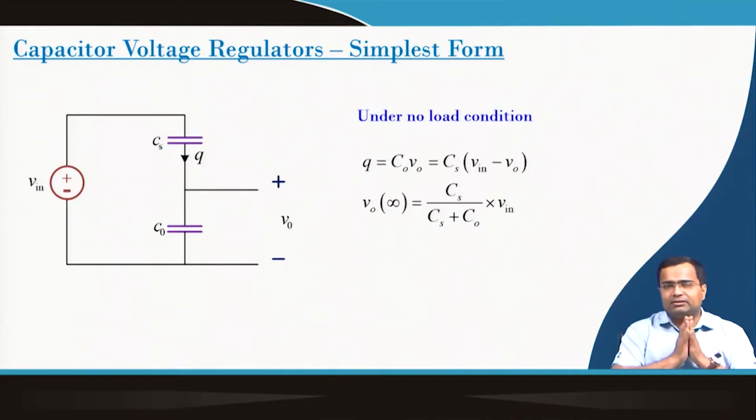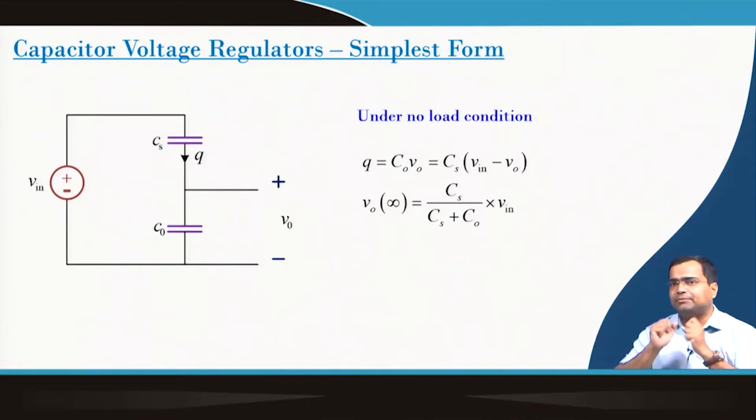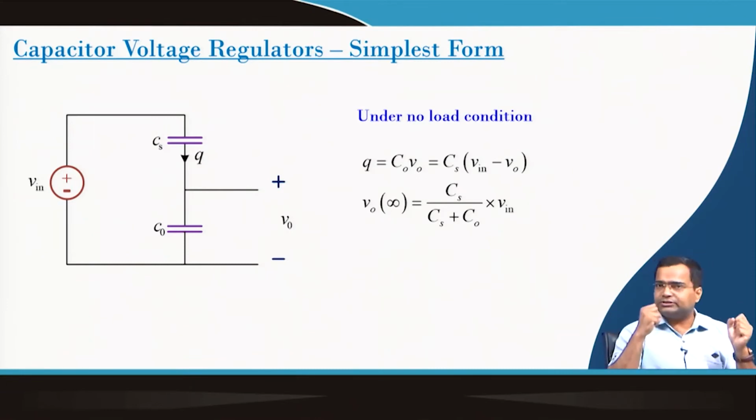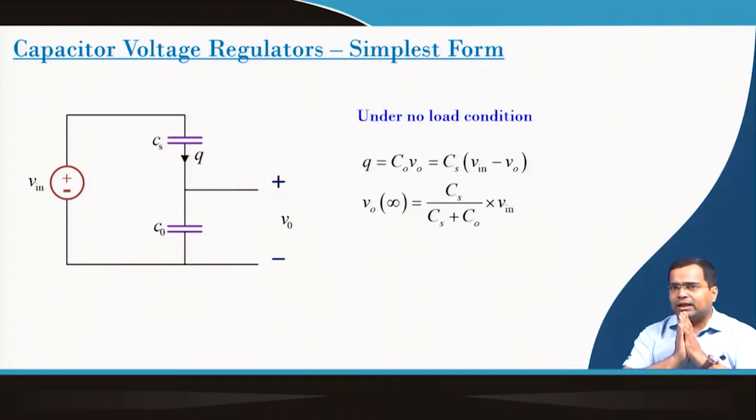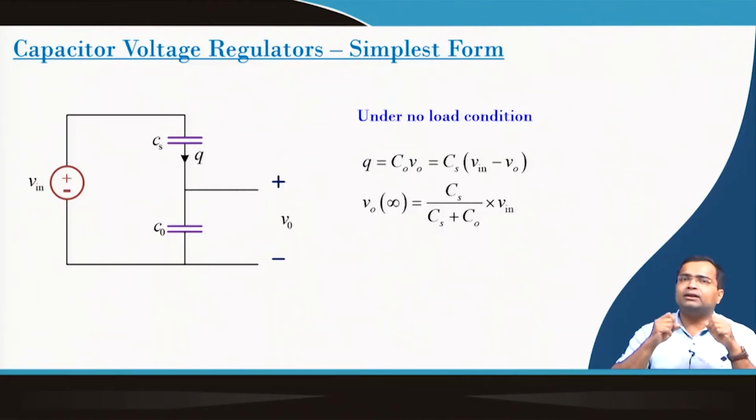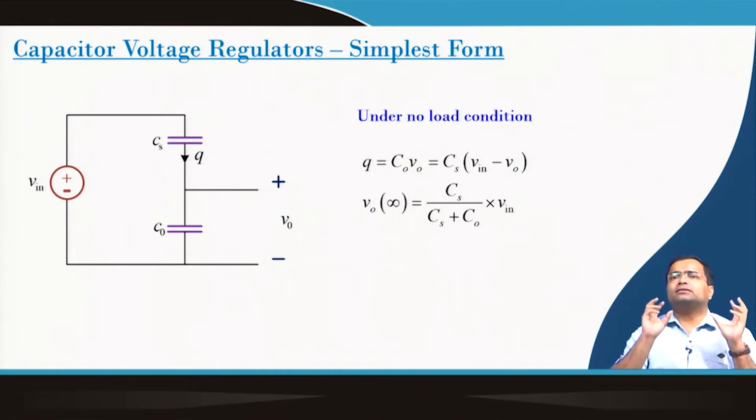But what is the problem here? The first problem: if there is any variation in the input voltage, since the ratio is constant, the output voltage will vary. So, it has poor line regulation. That means any change in supply voltage will lead to variation in the output voltage. Another problem is that here we have not connected any load. If you do not connect any load, the charge balance will happen in such a way that we can get the output voltage in terms of input voltage and the ratio of capacitance.